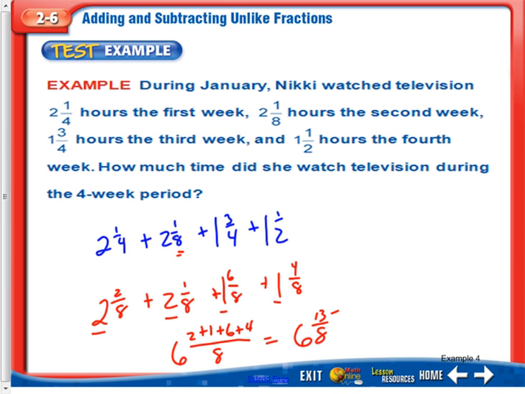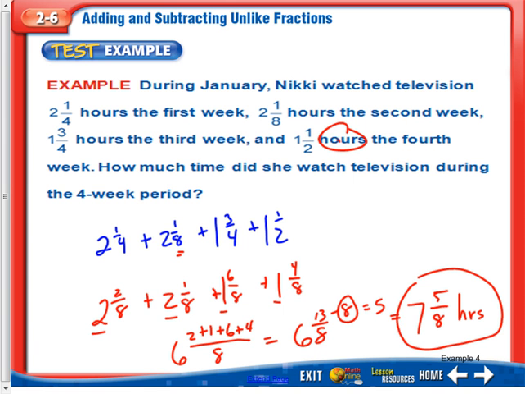All right, I see that I can subtract 8 to make another whole. All right, that's a whole right there. And I would have 5 left over. So I'm going to make it 7 and 5/8. And we look up here for units, we have hours. So that means over the 4-week period, Nikki watched television for 7 5/8 hours total.